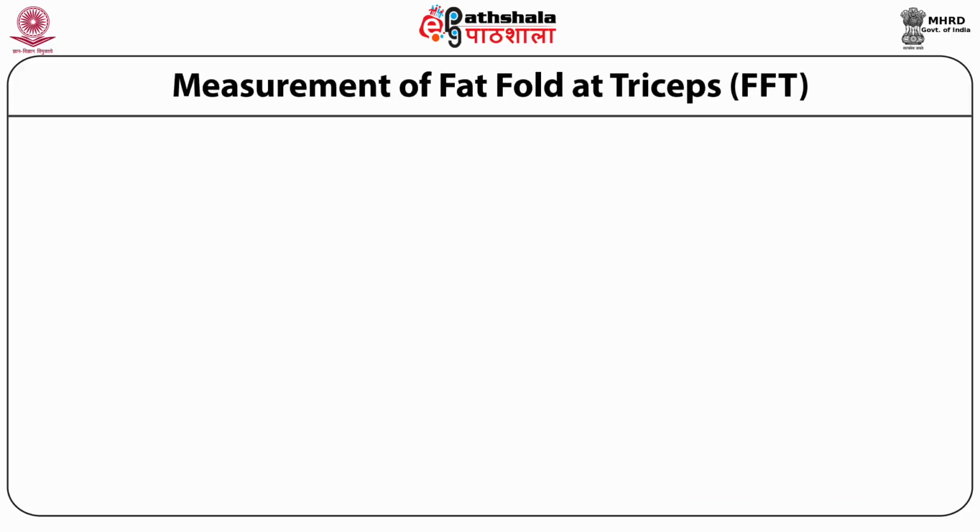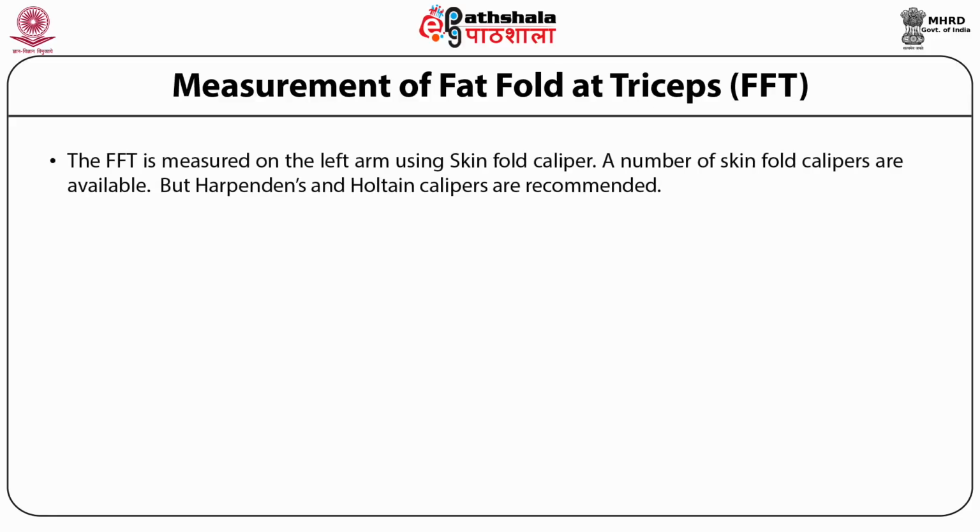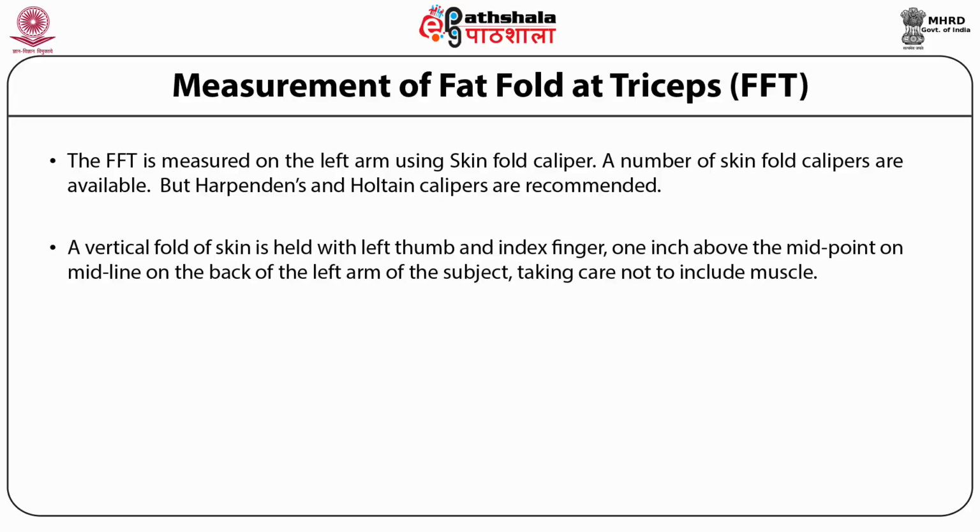Measurement of fat fold at triceps. Fat fold thickness is measured on the left arm using a skinfold caliper. A number of skinfold calipers are available, but Harpenden and Holtain calipers are recommended. We do have other kinds of calipers also, like Lange's, but Harpenden and Holtain have been shown to yield the best results. A vertical fold of the skin is held with thumb and index finger 1 inch above the midpoint on the midline on the back of the left arm of the subject, taking care not to include muscle.